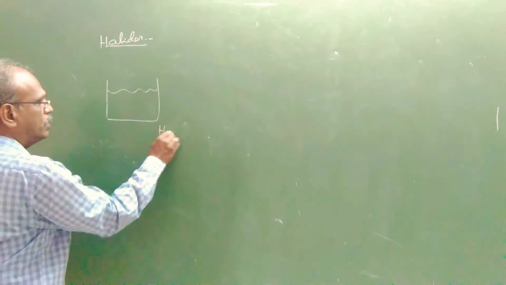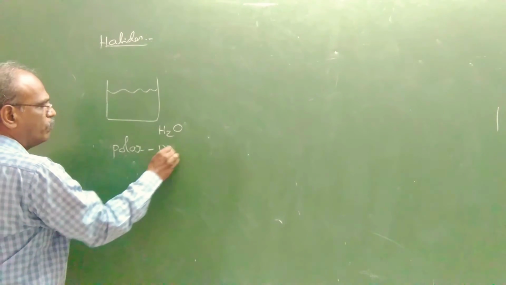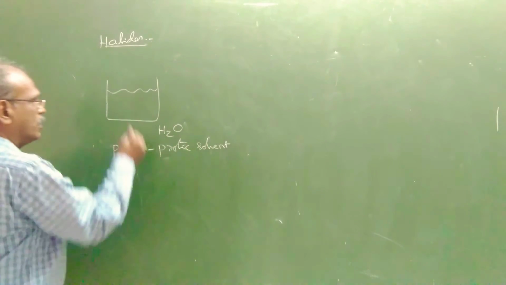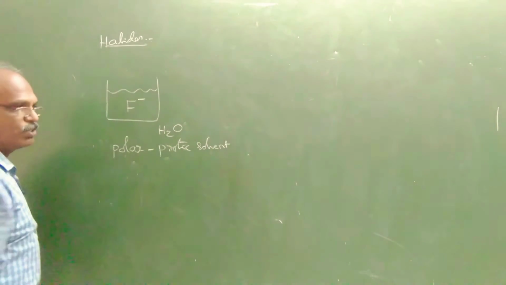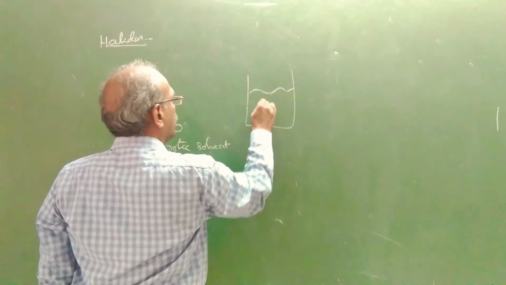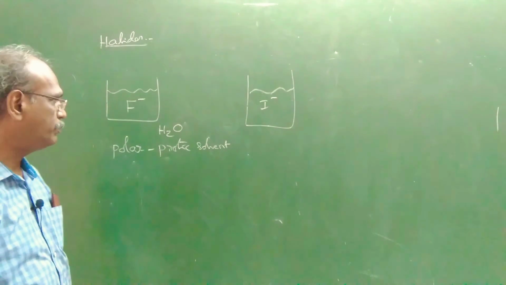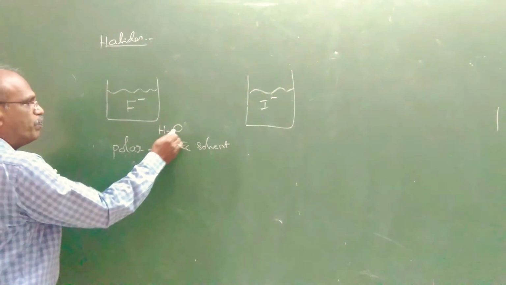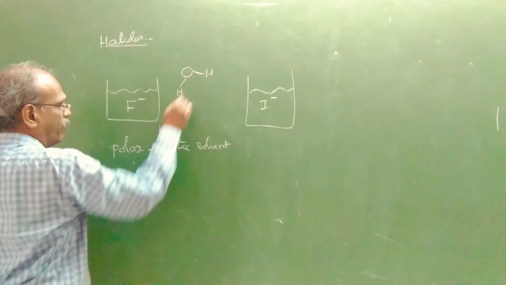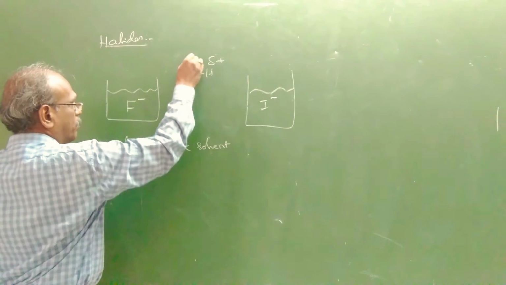Say this is water, an example of a polar protic solvent. Consider F minus in water and I minus in water. That is the condition taken. Because of the polar OH group, all polar protic solvents have hydrogen with a delta plus.